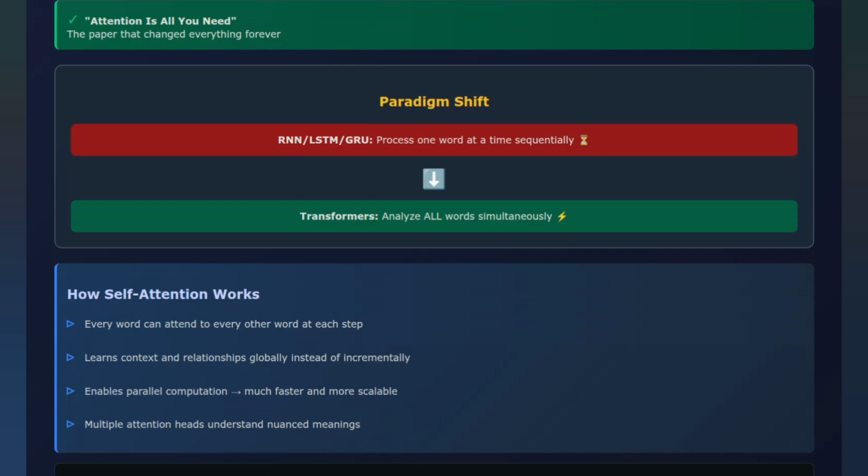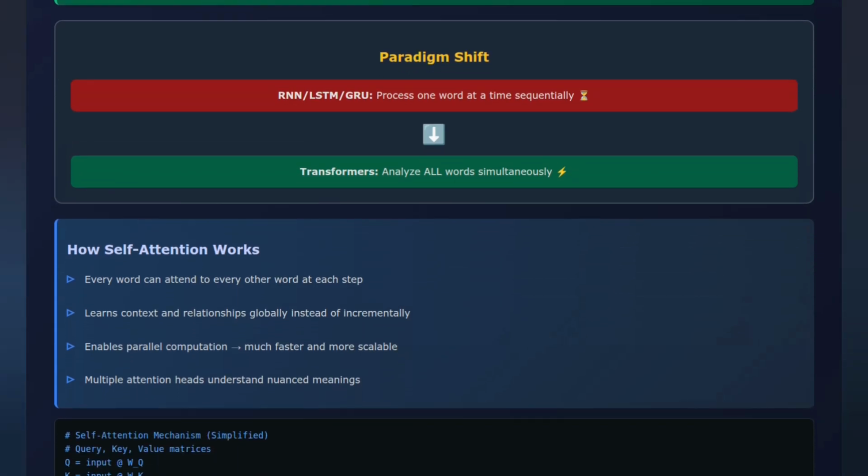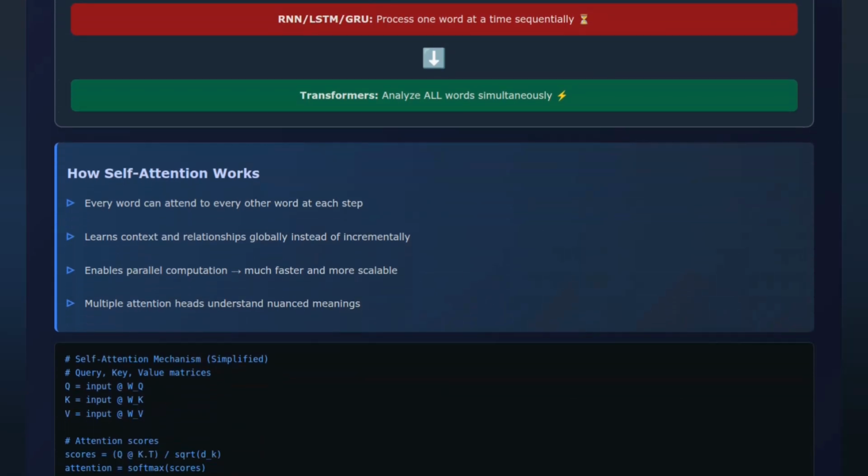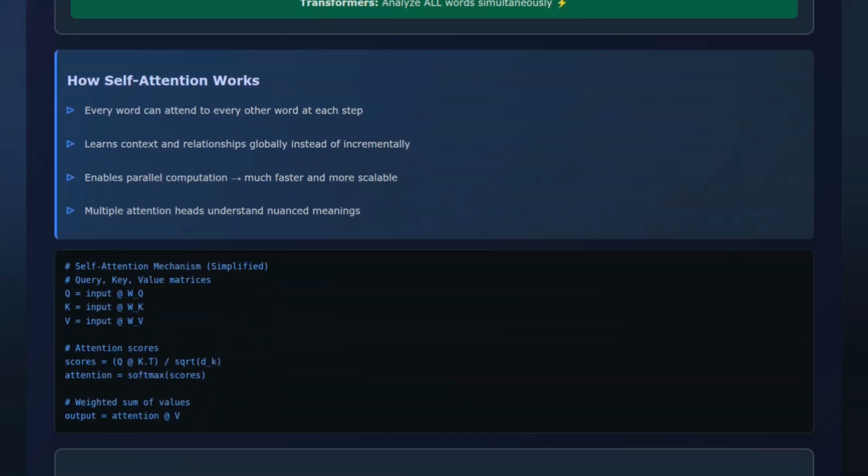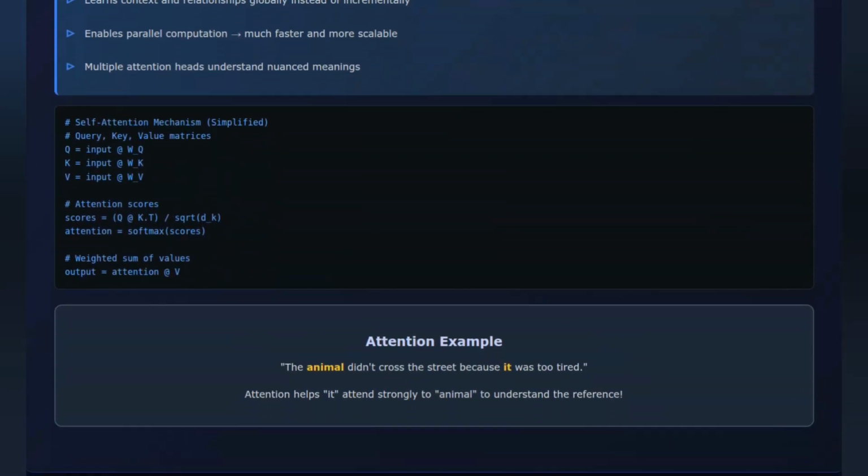Look at this sentence. The animal didn't cross the street because it was too tired. What does it refer to? A human knows it refers to animal, not street. We understand this because we can attend to different parts of the sentence simultaneously. Transformers do the same thing. Through self-attention, the word it can attend strongly to animal and weakly to other words, learning the reference relationship.